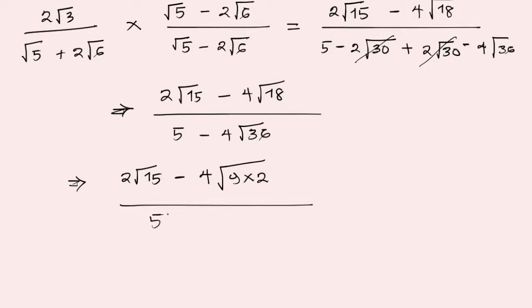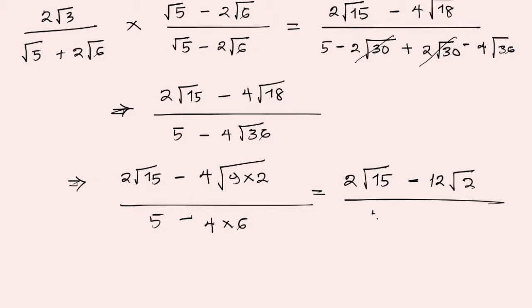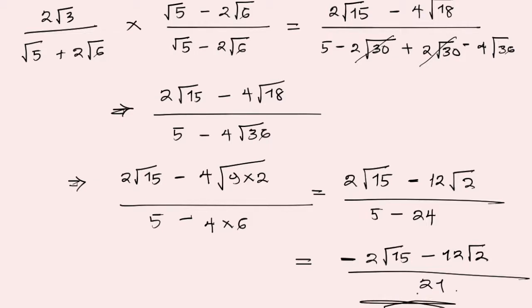And also, if you look at this, 36 is a perfect square as well, which means that this is going to be 4 multiplied by 6. So this is going to be 2 root 15 minus, if we bring 9 out of the radical sign, it becomes 3. 3 multiplied by 4 is 12. So 12 root 2 over 5 minus 24. 5 minus 24 is equal to minus 21. And our final expression is minus 2 root 15 minus 12 root 2 over 21. That's our final answer.